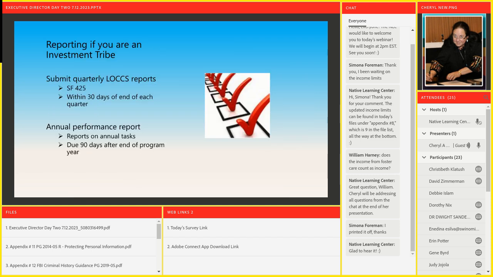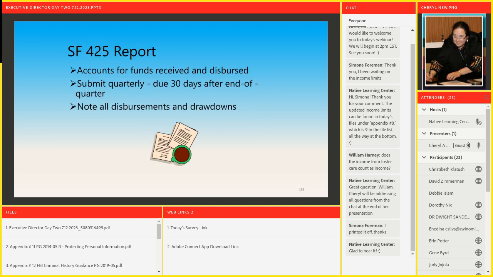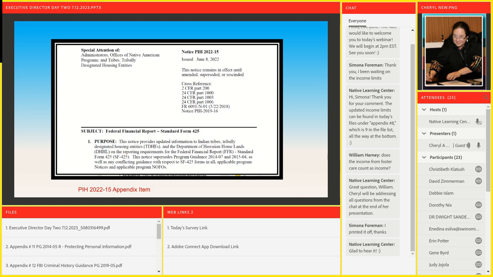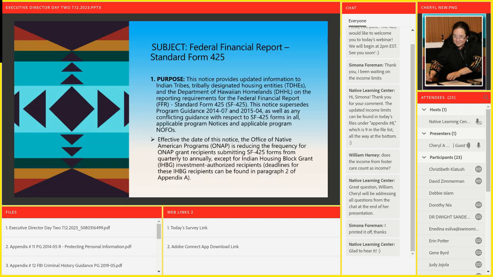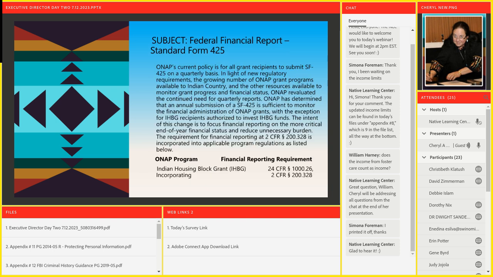That's your sample 425 form. If you're an investment tribe, all the old rules apply. You submit quarterly, but they've changed, so we don't actually have to do a 425 except annually now, okay? It accounts for funds received and disbursed. If you're an investment tribe, you submit it quarterly. It's due 30 days after the end of the quarter, and you note all your disbursements and your drawdowns. This is the guidance number, PIH 2022-15, which now allows us, if you're not an investment tribe, to do this yearly instead of quarterly, okay? There's the guidance for your reading pleasure.